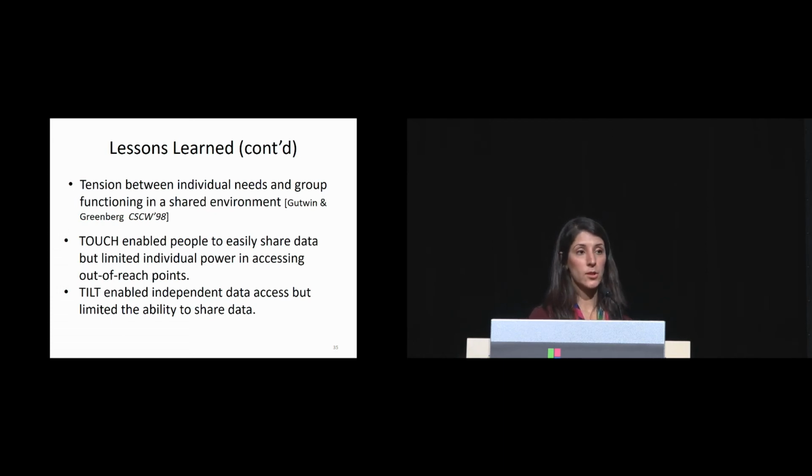Our results show that Touch and Tilt fell in the same trap. Touch enabled people to easily share data, but limited individual power in accessing out-of-reach data. Tilt, on the other hand, enabled independent data access, but limited the ability to share data.